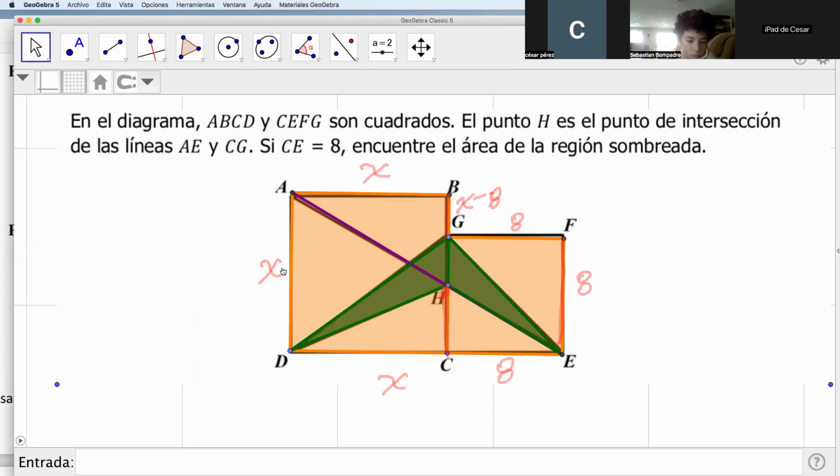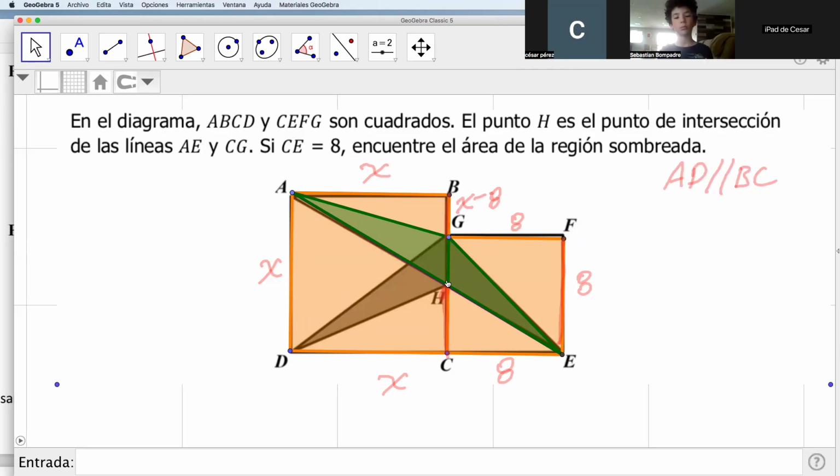Because AD is parallel to BC, we can transform this figure and this. And this area is equal to this area. See, Sebastian?